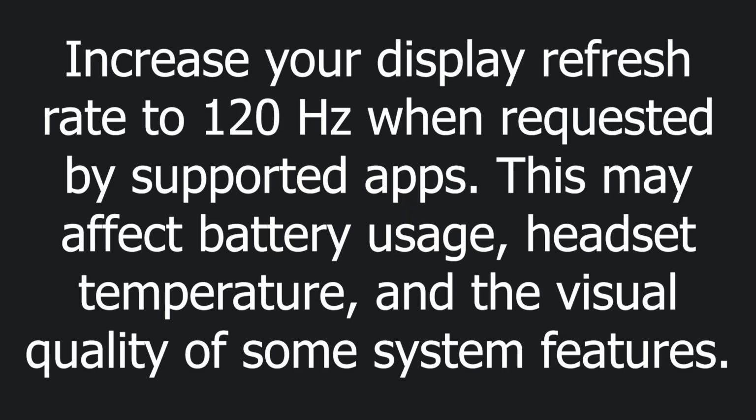Based on a newfound string, it seems like Oculus has been working on 120Hz for the Quest 2 behind the scenes. "Increase the display refresh rate to 120Hz when requested by supported apps. This may affect battery usage, headset temperature, and the visual quality of some system features." This makes it seem like they are trying to get 120Hz working during standalone VR and not only during PC VR, like some people speculated.